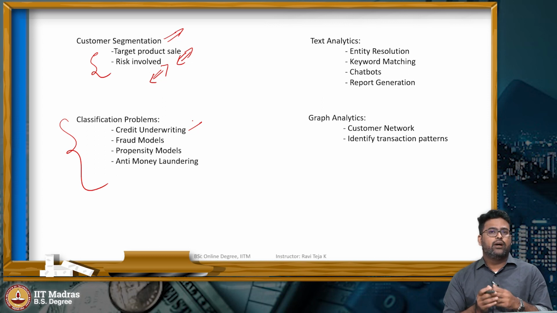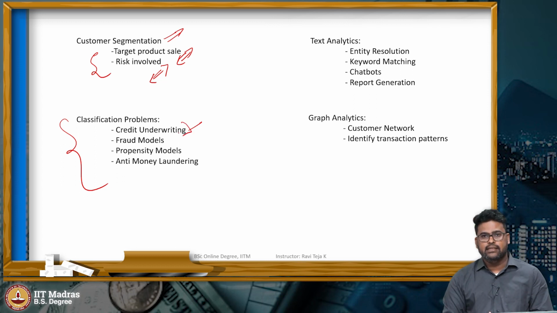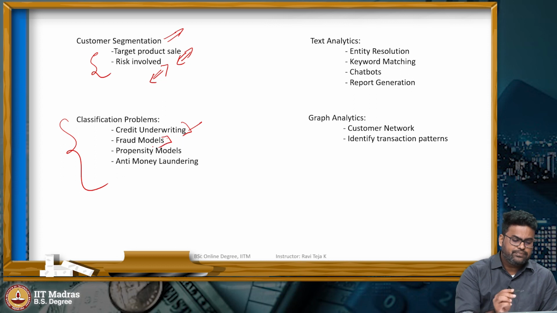So a lot of classification problems are involved in building a data set and coming up with a scorecard, which will be discussed as a part of this course, the credit underwriting case study, which will be taught in the subsequent lectures. And we have the fraud models.